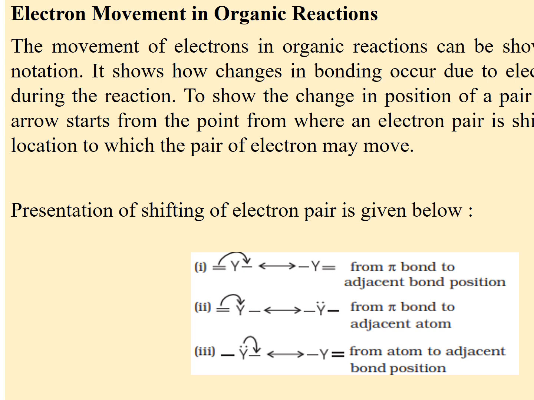To show the change in position of a pair of electrons, the curved arrow starts from the point from where an electron pair is shifted and ends at the location to which the pair of electrons moves. Giving an example, shifting of electron pair is shown below. You can see that in one figure there is a shift from a pi bond to an adjacent bond position, resulting in double bond formation. In the second, it is the movement from the pi bond to an adjacent atom, and in the third, the movement from the atom to an adjacent bond position occurs.